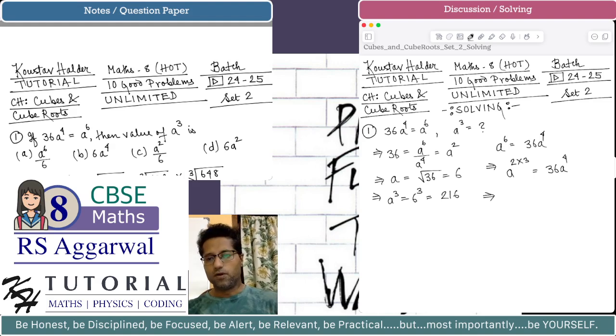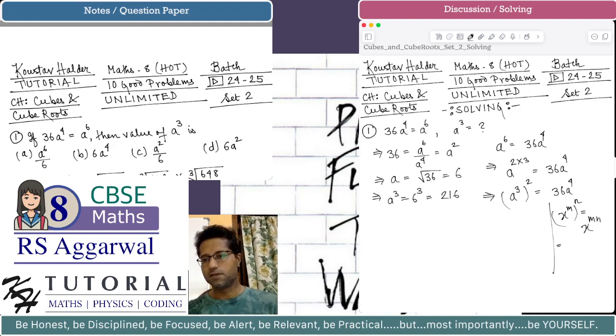Okay. So now what we can say is, we have a to the power 2 into 3 is equal to 36 a to the power 4. Now a to the power 2 into 3 we can write as a to the power 3 whole square, because we know from the laws of exponents that x to the power m whole raised to the power n is equal to x to the power m into n, and the powers can be interchanged, that is, this is also x to the power n and whole to the power m.